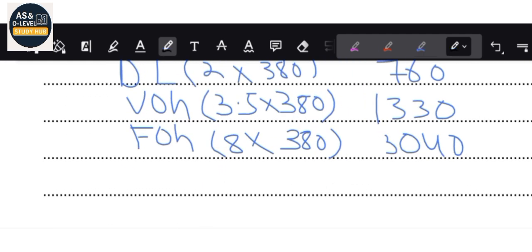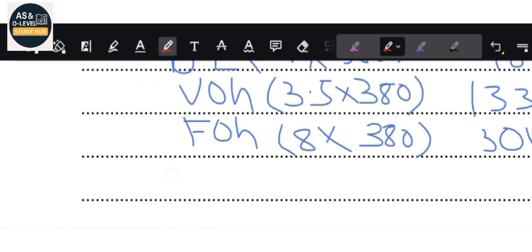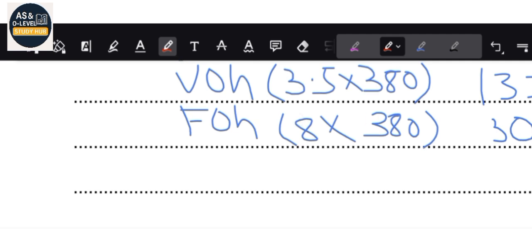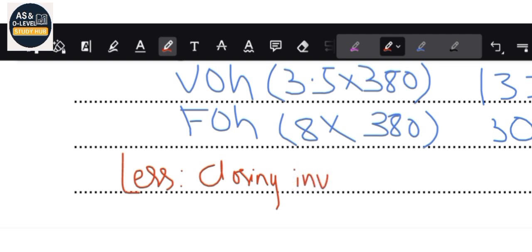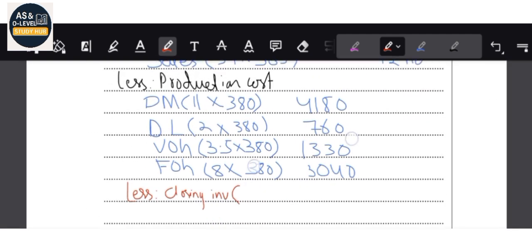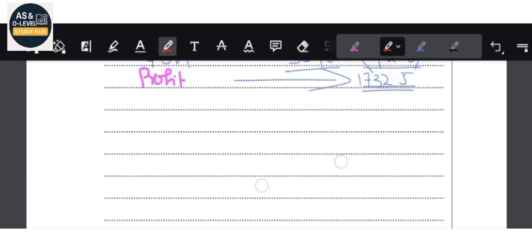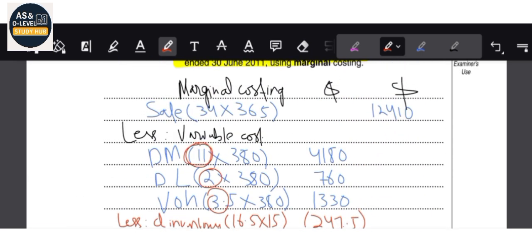Then we will write less opening inventory, or rather opening inventory less closing inventory. But since we are not having any opening inventory in this question, we will directly do the less closing inventory. Now in the last question, we calculated the rate of closing inventory by adding up 11, 2 and 3.